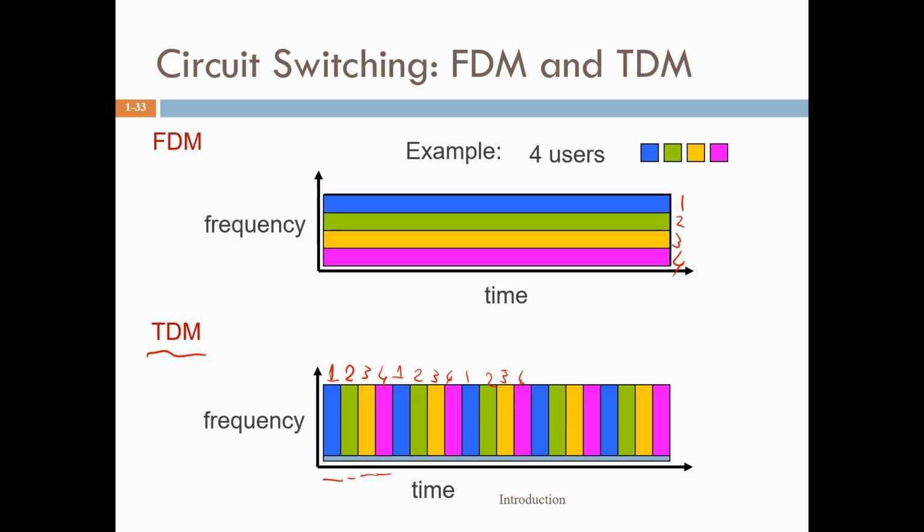With TDM, you get to use the full resources of the router, but only during a particular time slot. So in either way, you are getting actually only a portion of the resources. Either you're getting this portion for the entire time, or you are getting the full resources, but only for a small time slot.